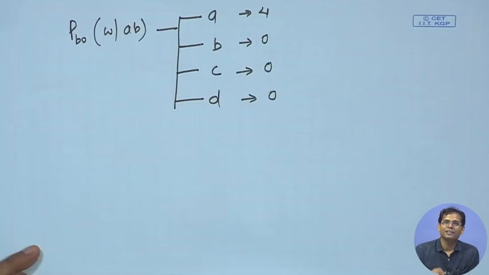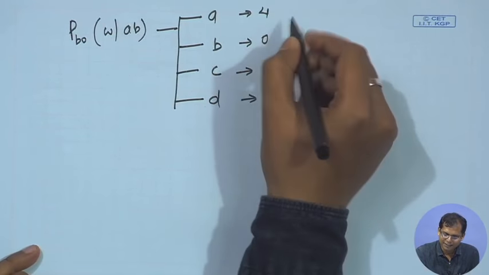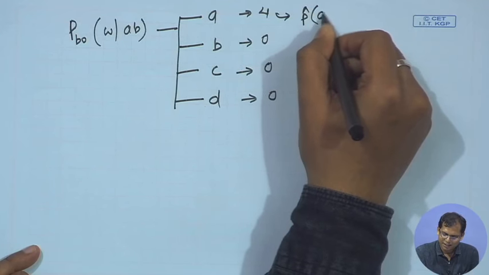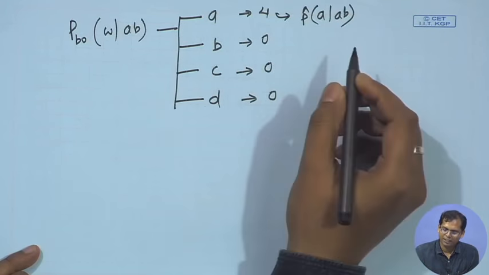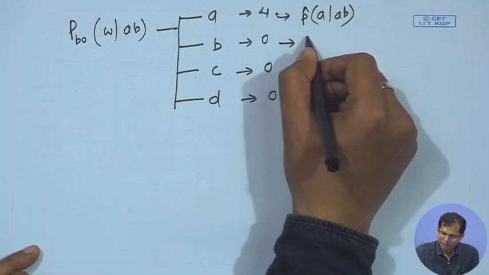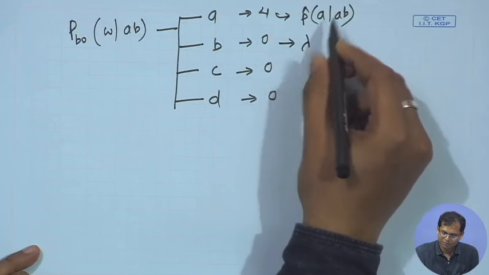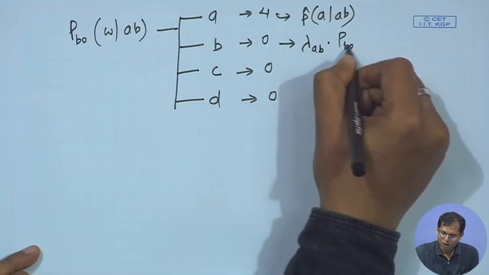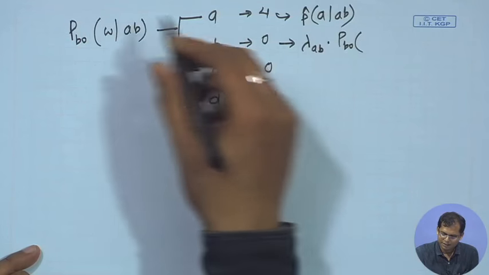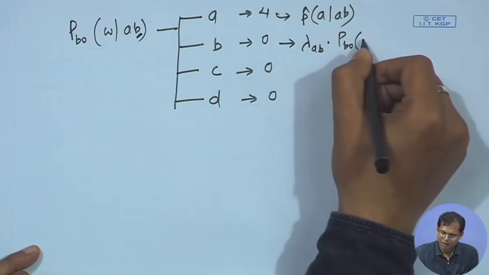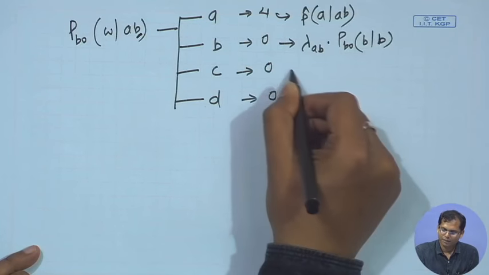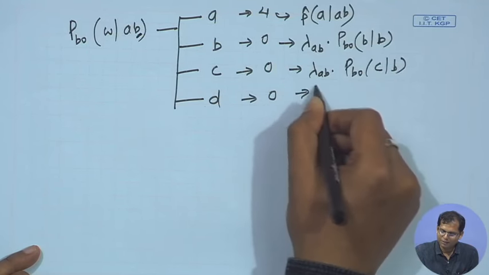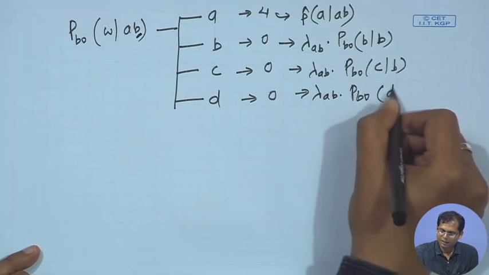So as per my definition of backoff probability, I can say that this probability will be p hat of A given AB, because the count is greater than 0, but this will be lambda AB, a constant, times the backoff probability of B given B, which will be lambda AB times the backoff probability of C given the previous word B, and lambda AB times the backoff probability of D given B.